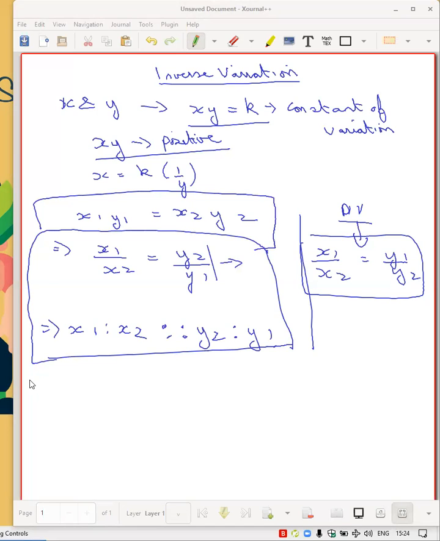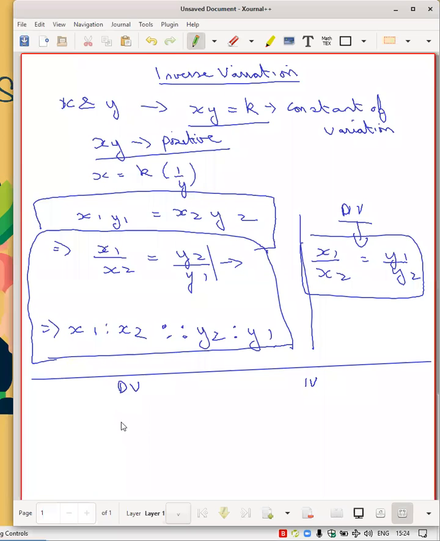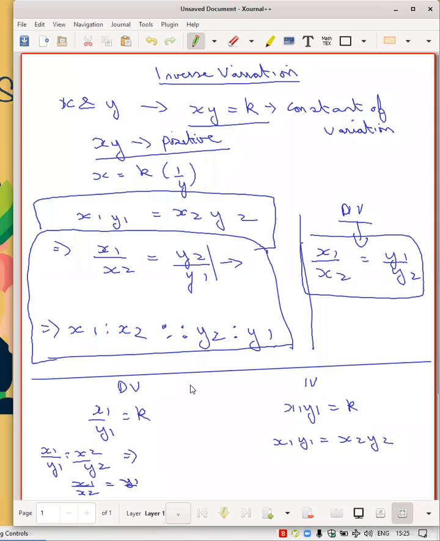So if we compare direct variation and inverse variation now, in direct variation we had x1 upon y1 as the constant, whereas in inverse variation we have x1y1 is equal to k. In direct variation we had x1 upon y1 is equal to x2 upon y2, whereas in inverse variation we have x1y1 is equal to x2y2. Further, we had x1 upon x2 is equal to y1 upon y2, whereas in inverse variation we have x1 upon x2 is equal to y2 upon y1. So these are the basic differences between all three cases in direct variation and inverse variation.